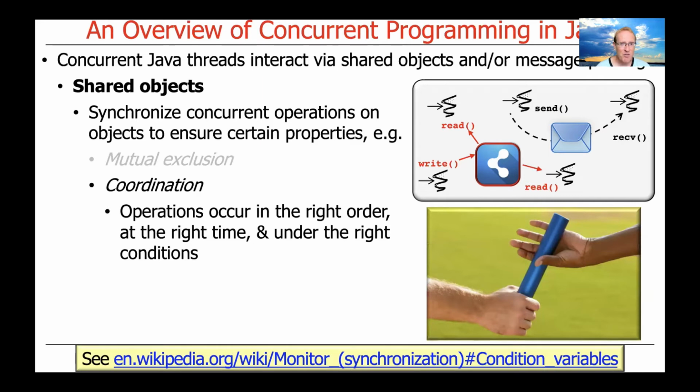Another key concept that's provided by shared objects is the notion of coordination, which is a family of synchronization mechanisms that ensure operations occur in the right order, at the right time, and under the right conditions. So it's really about coordination, like passing a baton. And you've got to make sure that you pass it at the right time, otherwise you drop it, or you don't win the race, or you get disqualified, or whatever. And so coordination is really more about interactions to make sure threads run at the right time or in the right order. Whereas mutual exclusion, in contrast, is about making sure that critical sections only have one thing going on at a time to make sure that shared mutable state is not corrupted.